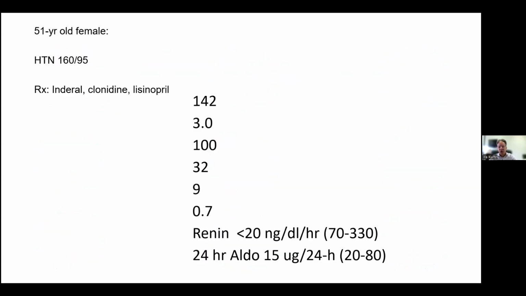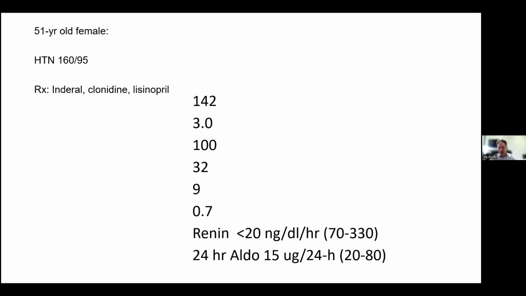Okay, so we'll start off with a case. This is a 51-year-old female who was hypertensive despite being treated with a number of different meds. And if you look at her chem panel, you can see she was hypokalemic. Her total CO2 was 32. She was not volume depleted. So if you're thinking metabolic alkalosis, which the numbers are compatible with when we look at the PCO2 and bicarbonate, it looks like a compensated metabolic alkalosis.